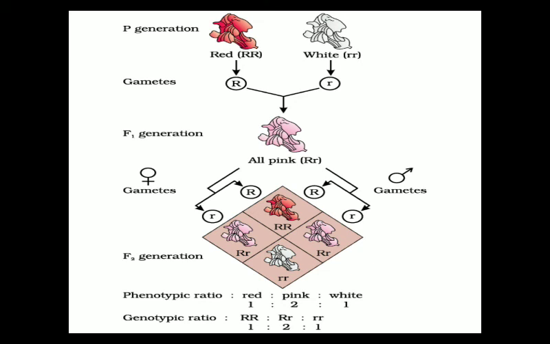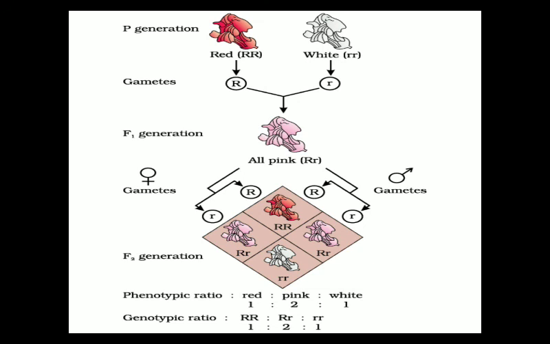What is the genotypic ratio in the F2 generation of incomplete dominance? The answer is 1 is to 2 is to 1. What is the phenotypic ratio in the F2 generation of incomplete dominance? Here also the answer is 1 is to 2 is to 1. What is the phenotype of flower color in the F1 generation when a pure red flower is crossed with a pure white flower? The answer is, all the progeny of the F1 generation will produce pink flowers.